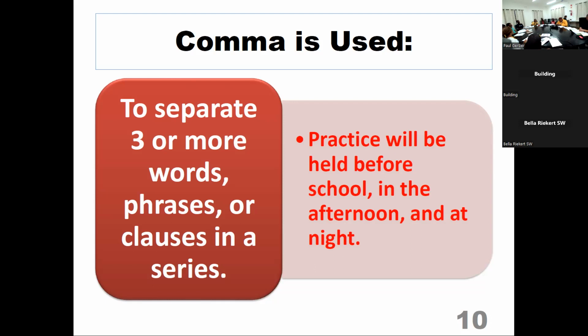Okay, so that is the comma, and you can see that it is not just in between words. Like the next ones we're going to look at, you're going to see they're separating words. But here you can see that they are actually separating phrases. It's something that stands by itself, and then it's separated by the comma. Like in the afternoon, before school, in the afternoon, and at night. Okay.